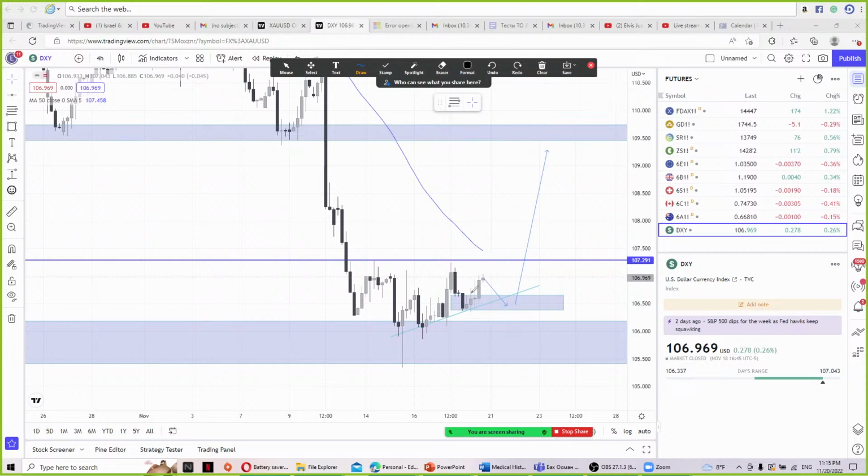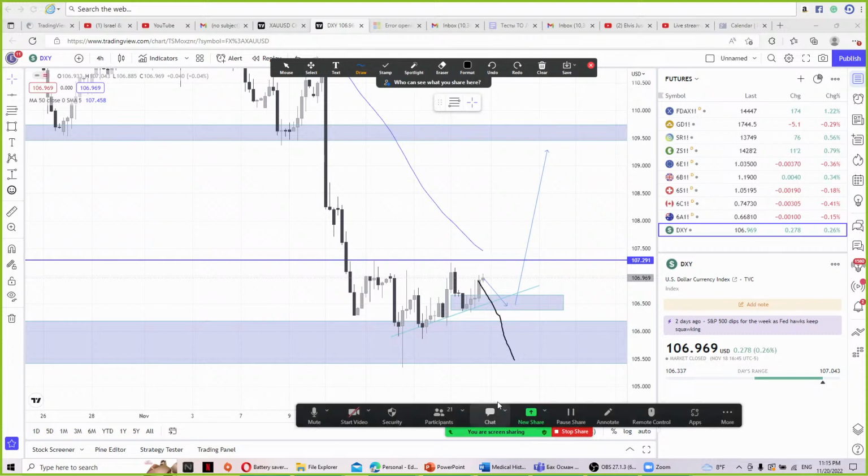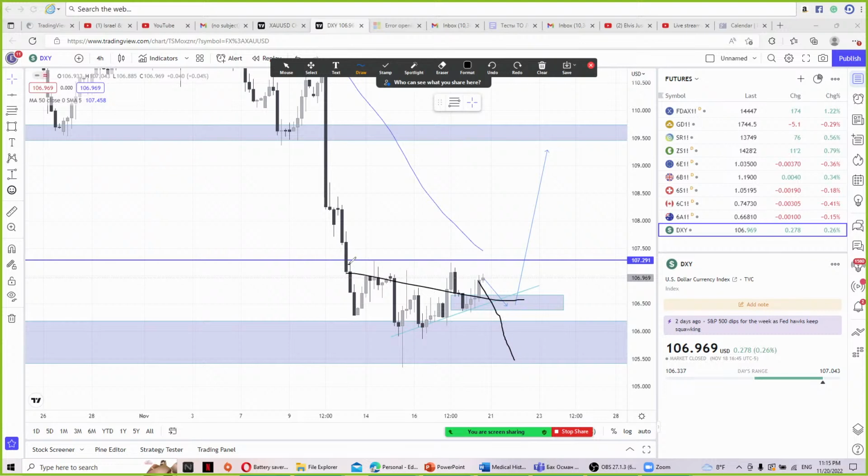But if I also see this and I don't see a rejection and I see price breaking below, that also means it has broken below the whole ranging area. Are you getting me? So I'm also going to change my bias to look for sells on USDX. But this is the original plan.